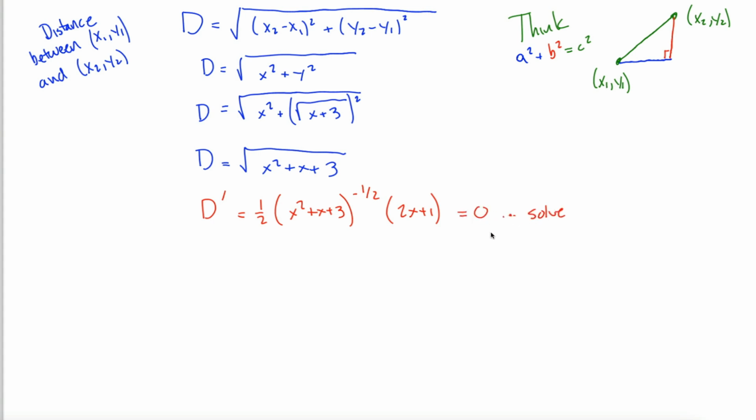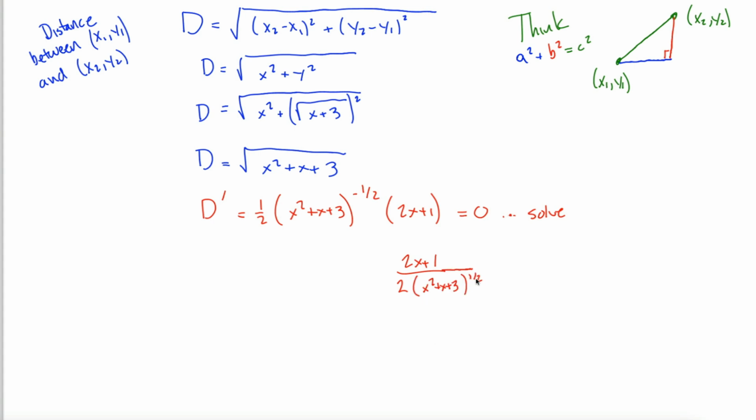It's actually not that hard to solve. I mean, I guess I've gone this far, I'll do it. You could rewrite this as a fraction. So the 2x plus 1 is up on the top, and the 2 from the 1/2 is down on the bottom. And then this x squared plus x plus 3, since it's raised to the negative 1/2 power, shows up down on the bottom, raised to the positive 1/2 power.